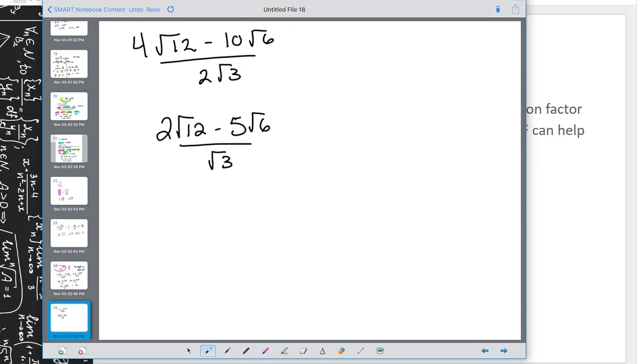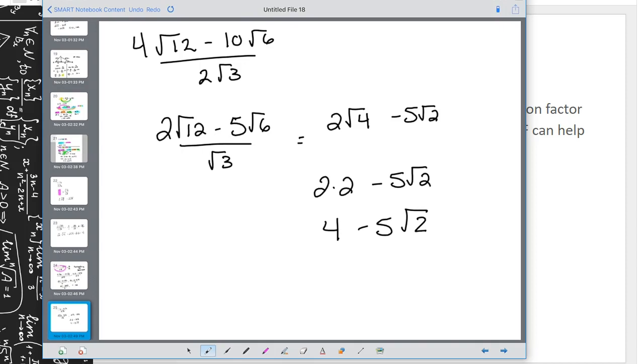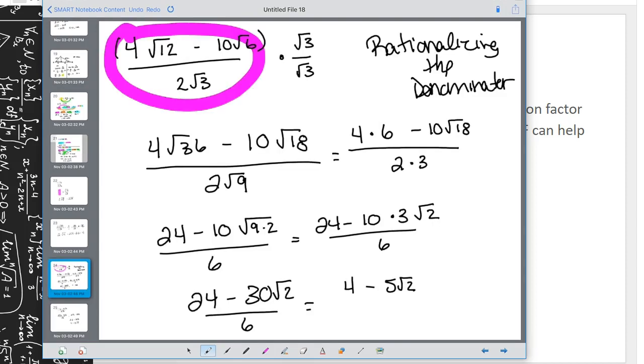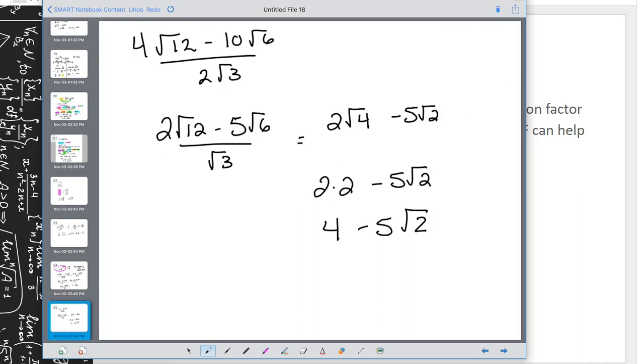What else can I do? Well, I can divide everything by a root 3. So that would be 2 root 4 minus 5 root 2 over 1. Okay, I can get rid of that 1. And from here I can just simplify. 2 times root 4 is 2 times 2 minus 5 root 2. 4 minus 5 root 2. Alright, and that was the exact same answer that we ended up with here. So this was greatest common factors, kind of dividing it out, pulling it out, etc.